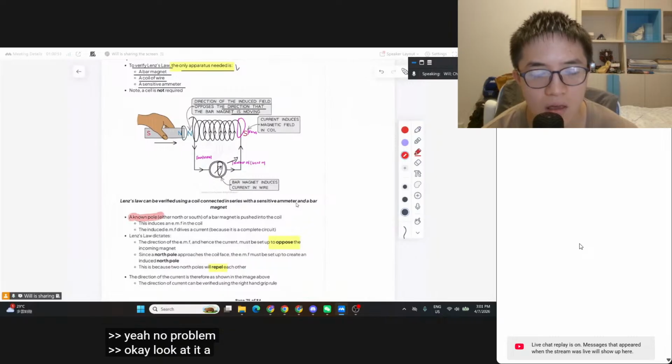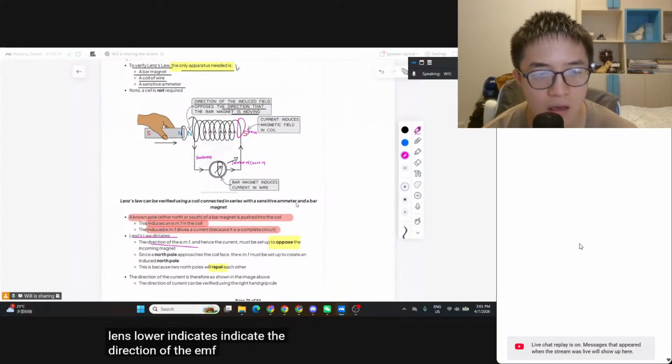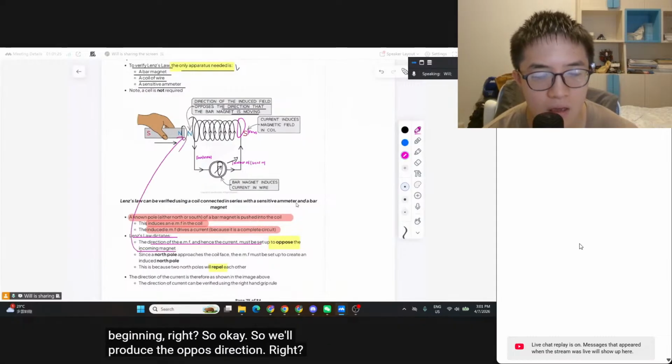Look at it. A north pole, or either source of the bar magnet, is pushed into the coil, so there is an induced EMF in the coil. The induced EMF drives a current because there is a complete circuit. So Lenz's law indicates the direction of the EMF, and hence the current, must be set up to oppose the incoming magnet at the beginning. So it will produce the opposing direction.